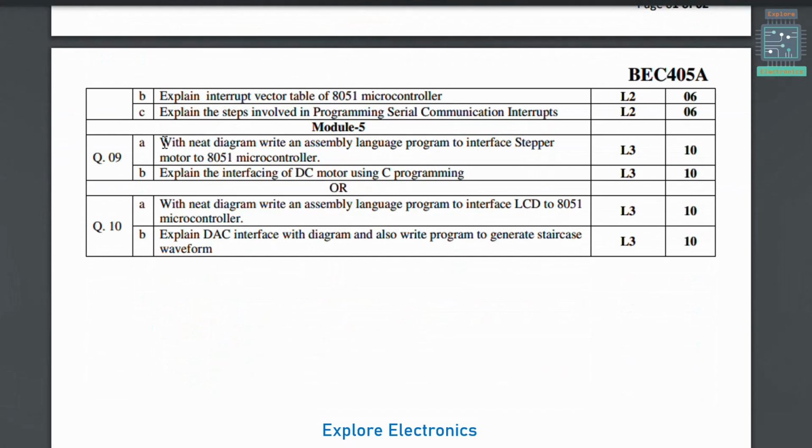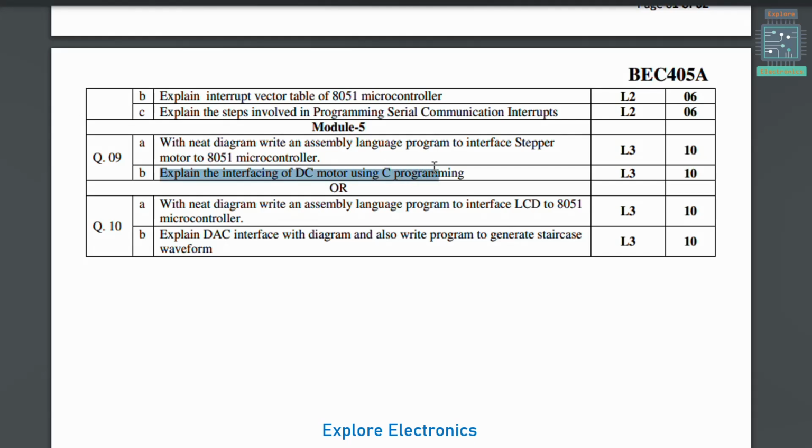In module 5, with a neat diagram, write an assembly language program to interface a stepper motor with the 8051 microcontroller. This is also very important, we can say. Why? Because this interfacing of stepper motor and DC motor with microprocessor and microcontroller, these things are repeatedly asked. You can see any question paper of microprocessor or controller, you will get these interfacing with stepper motor questions. So you can easily expect these questions in exams also. So this is one of the very important questions in this subject.